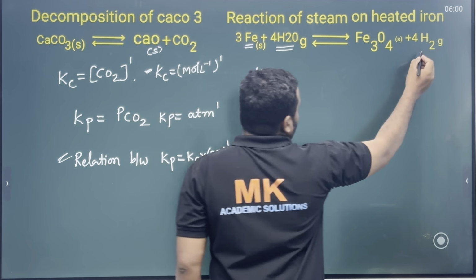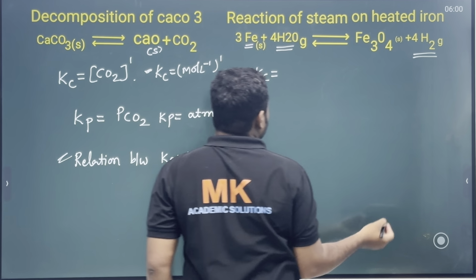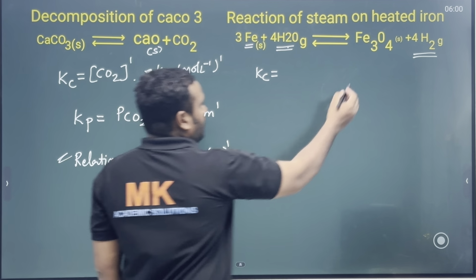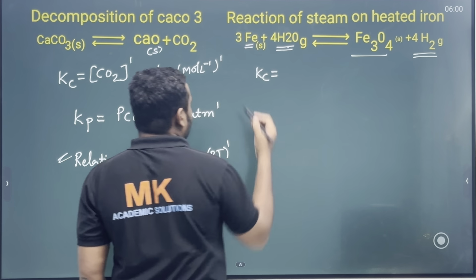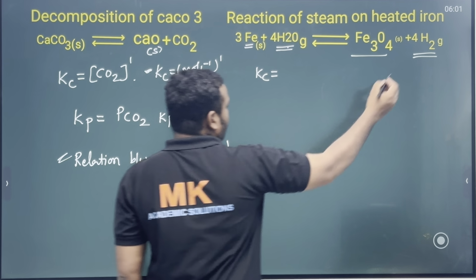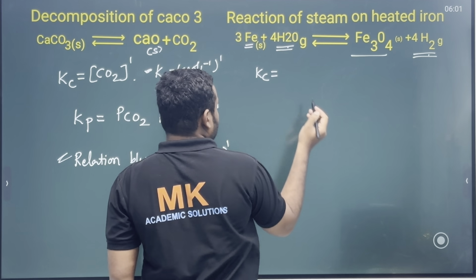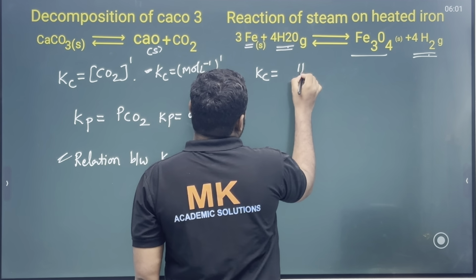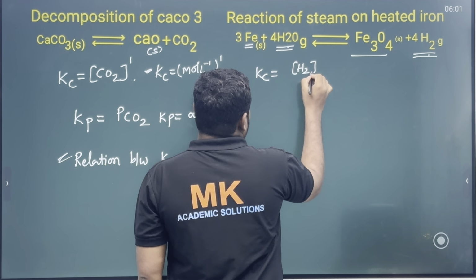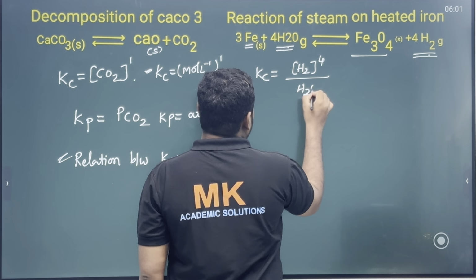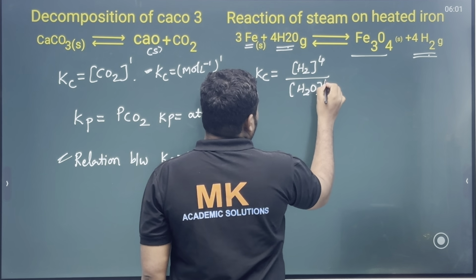So here H2 is present in the gaseous state, H2O is present in the gaseous state, and Fe3O4 and Fe are present in the solid state. That's why we take the H2 gas and H2O gas in the Kc expression. So what is the expression here? H2 to the power 4 by H2O to the power 4.